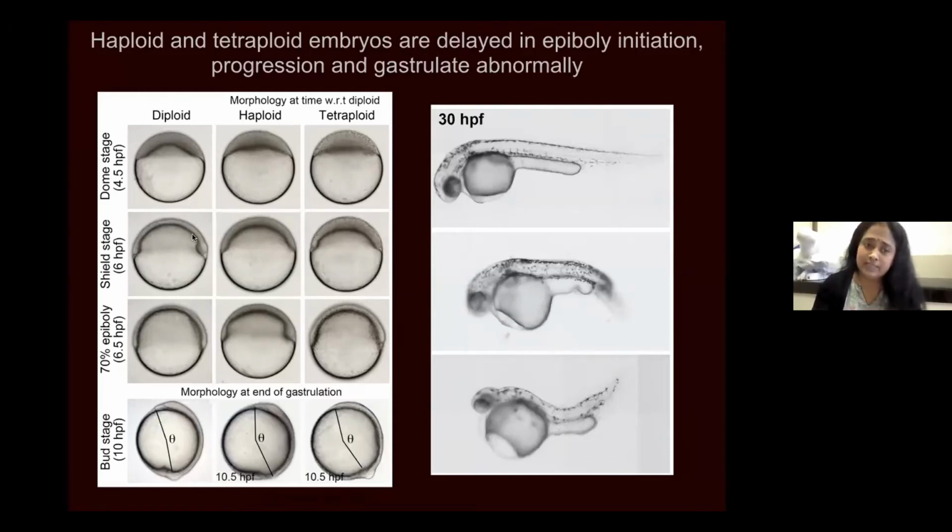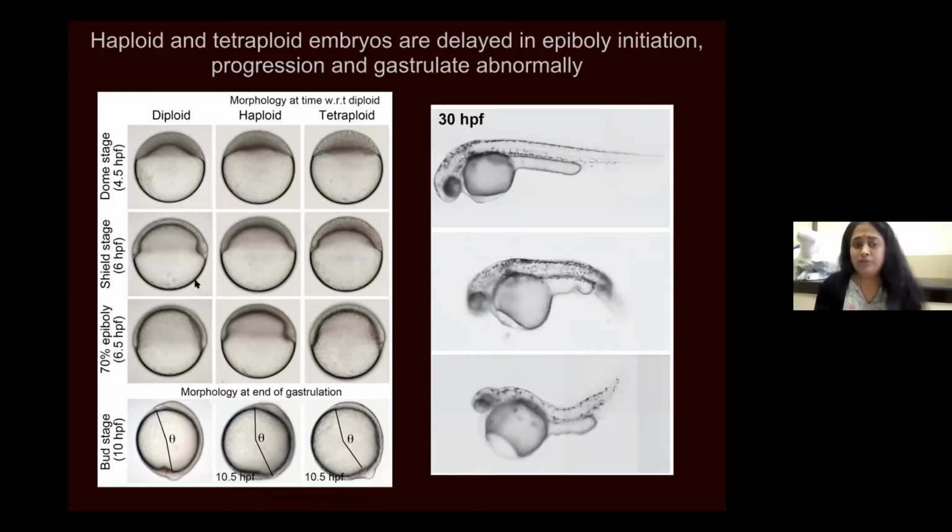So these first series of panels going down the slide are normal embryos, diploid embryos. These are the haploids and these are the tetraploids. So in comparison to these embryos one day later, when you look at the embryos themselves, the first day when you've done the perturbation, they don't look too bad.